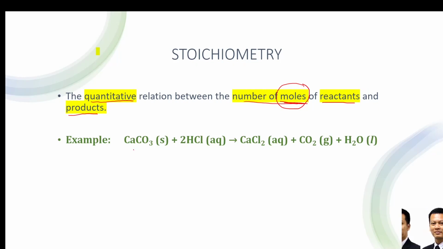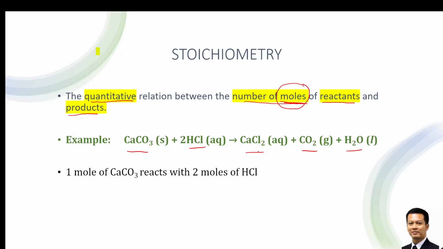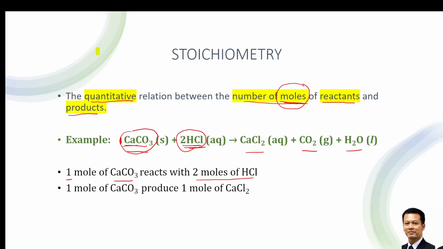For example, this one: calcium carbonate, HCl, CaCl2, CO2, and H2O. What is the relationship in terms of stoichiometry here? We can say that 1 mole of calcium carbonate reacts with 2 mole of HCl. Calcium carbonate here is 1 mole, reacting with 2 mole of HCl. So that is the relationship, 1 mole and 2 mole. 1 mole of CaCO3 also produces 1 mole of CaCl2.